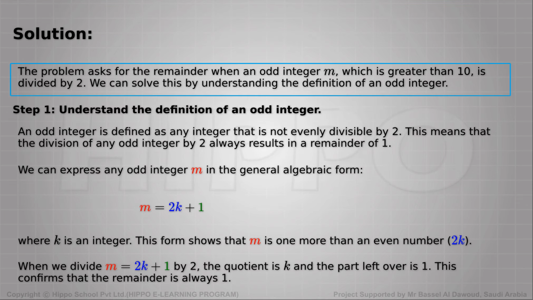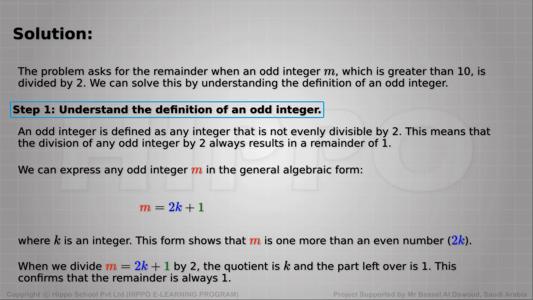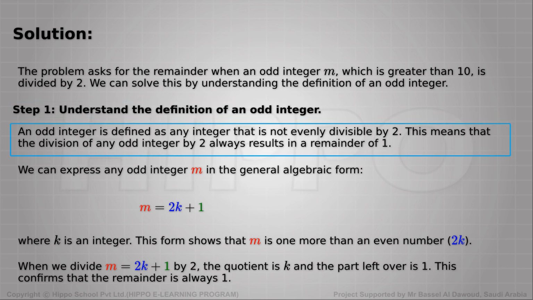Okay, let's start with the most important part of the problem, the definition of an odd integer. As you see on the screen, step 1 is to understand this definition. What does it actually mean for a number to be odd? It means that if you try to divide it by 2, it won't divide evenly. There will always be something left over, and that something is what we call the remainder. For any odd number, that remainder is always 1.